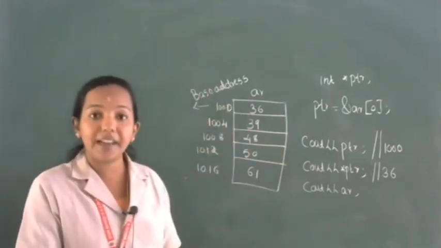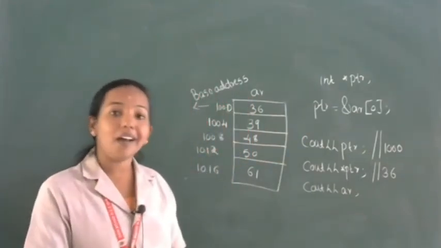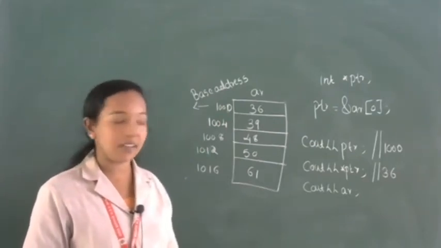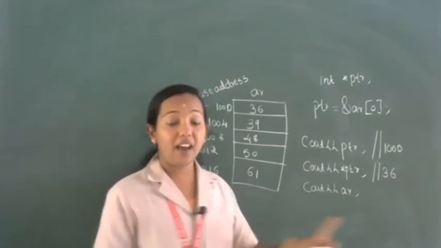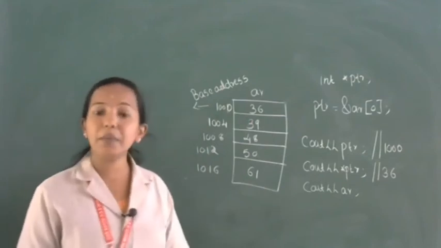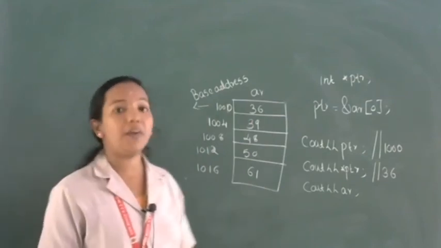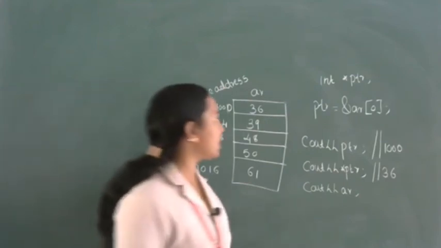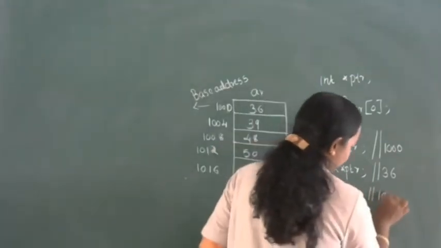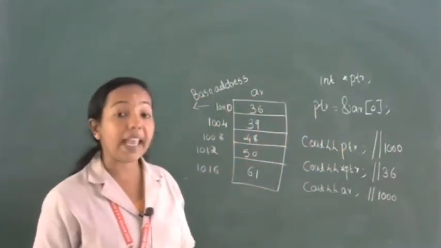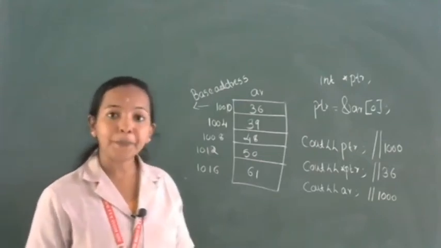Then next case. Suppose I want to write cout AR. Here AR is not a pointer variable; AR is a normal array name. If I write cout AR, what will be the answer? The memory address of AR. Since it consists of 5 elements, 5 different memory addresses could come, but instead it will give the first memory address, which is 1000. It is also known as the base address of array AR.